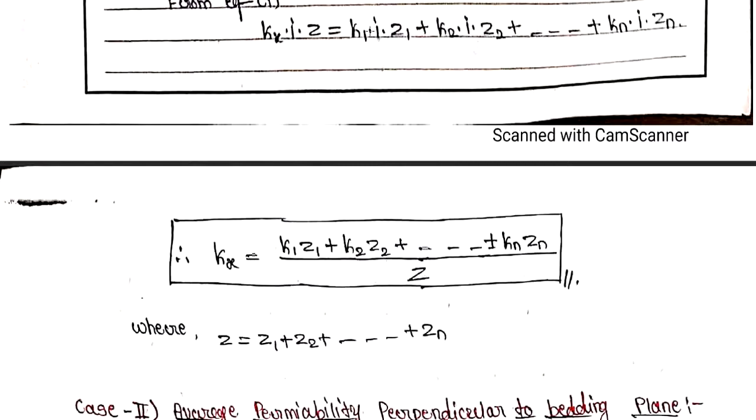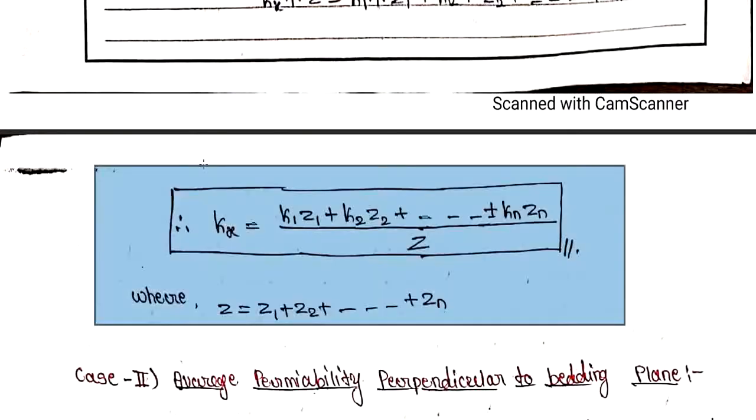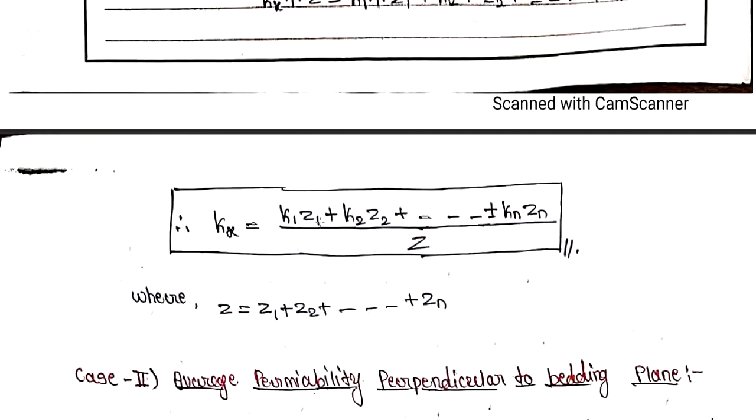So i and all the i's from the top will get cancelled. So Kx is equal to k1 z1 plus k2 z2 plus so on kn zn divided by z, where z is equal to z1 plus z2 till zn. This is the equation which is going to give us average permeability when the flow is parallel to the bedding plane. Okay, so just go through it.